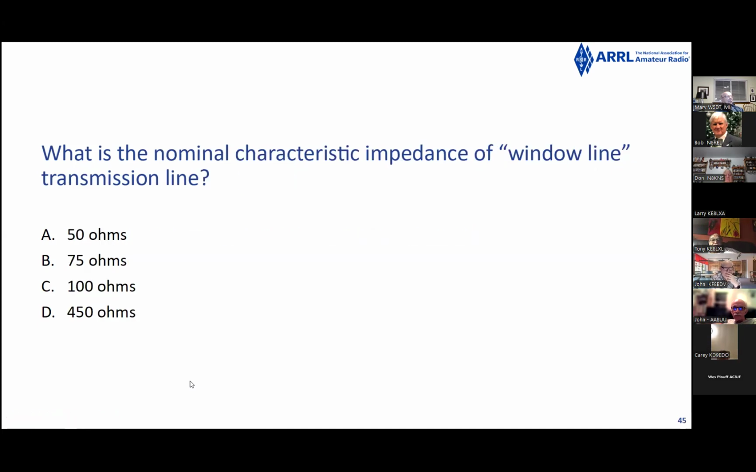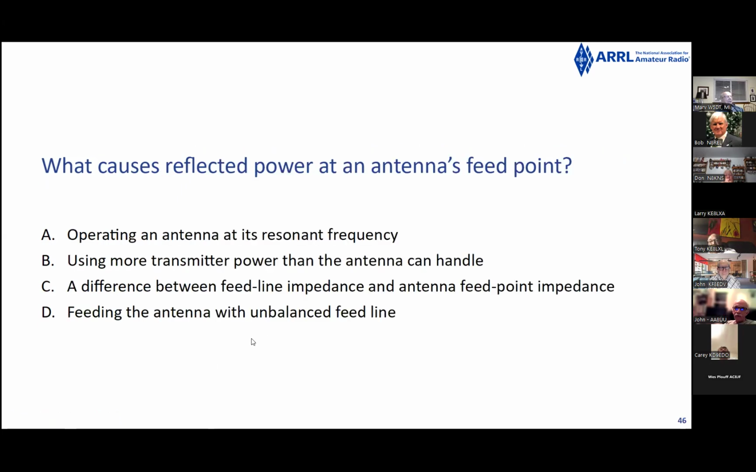Okay. What is the nominal characteristic impedance of window line transmission line? 50, 75, 100, or 450? This is just Delta, it's D, 450. That's just something you gotta just remember. The higher one, 450.